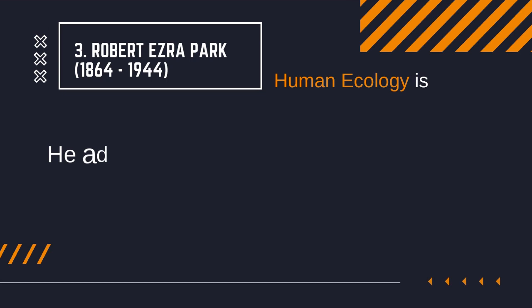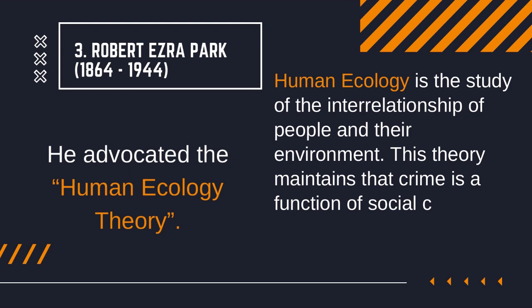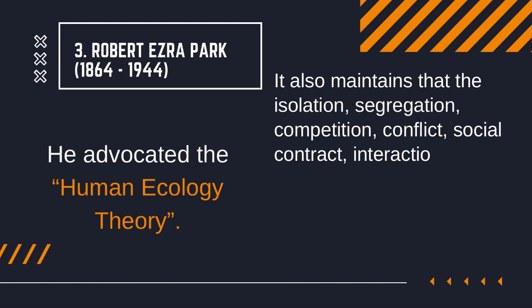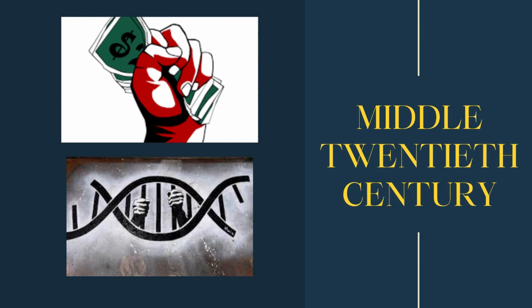This theory maintains that crime is a function of social change that occurs along with environmental change. It also maintains that the isolation, segregation, competition, conflict, social contact, interaction and social hierarchy of people are the major influences of criminal behavior and crimes. Middle 20th century. In this period, several personalities theorize that crime is a result of a mixture of the biological and social causes. Namely, 1.